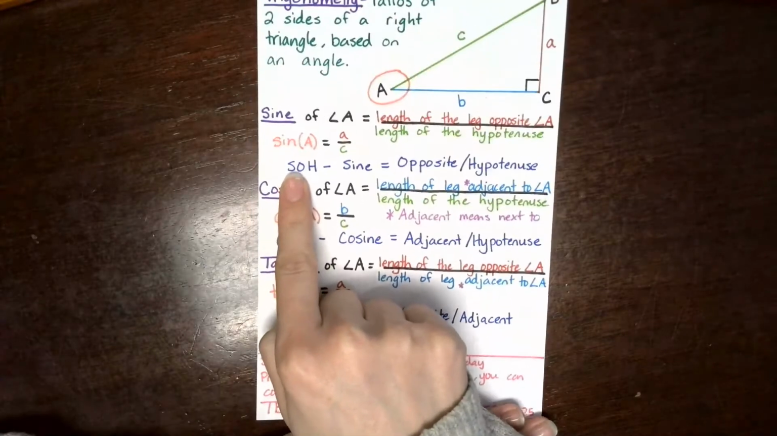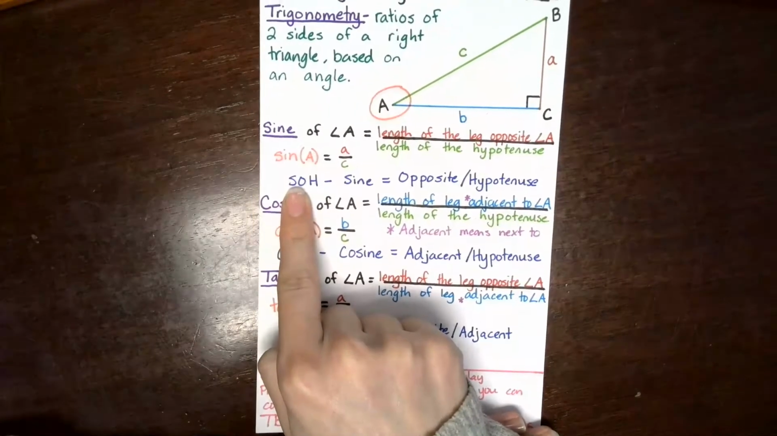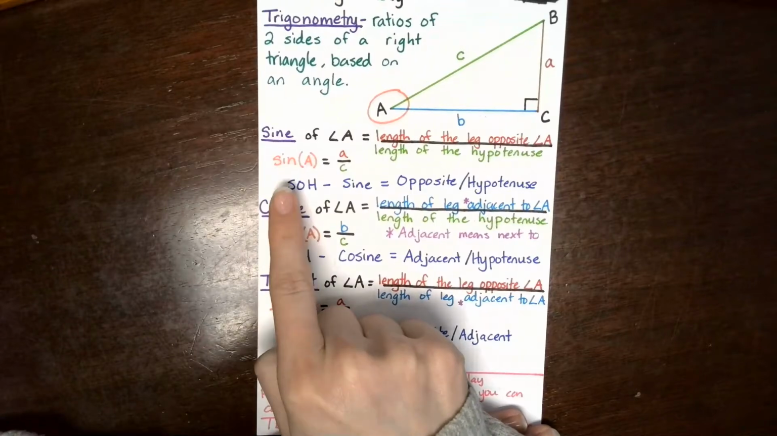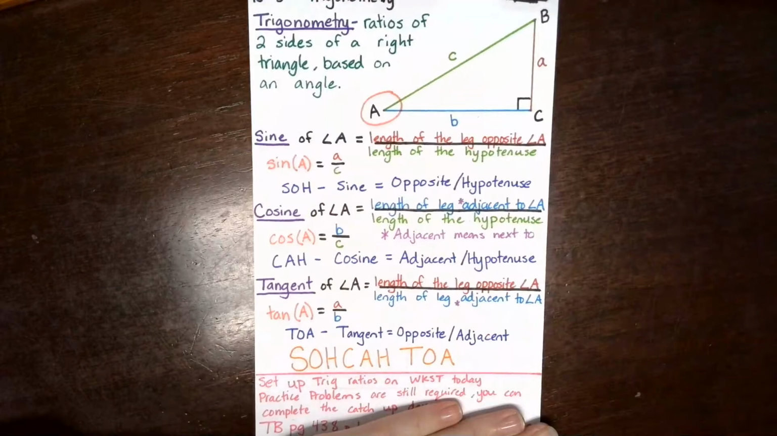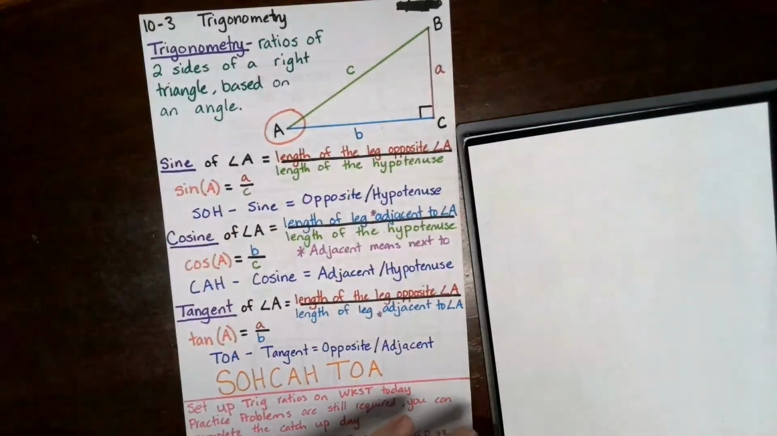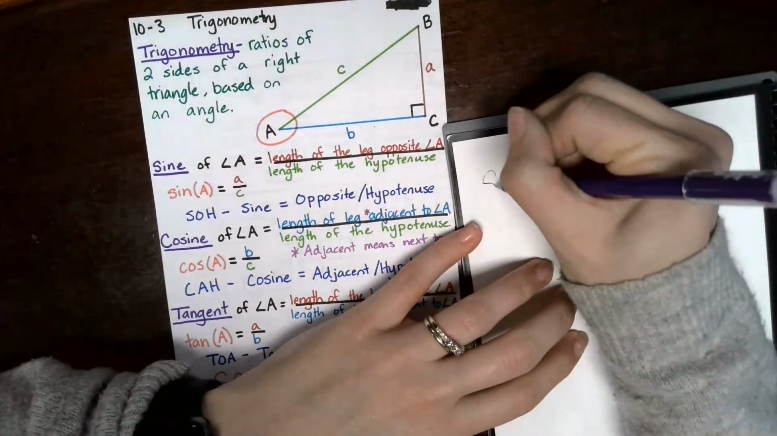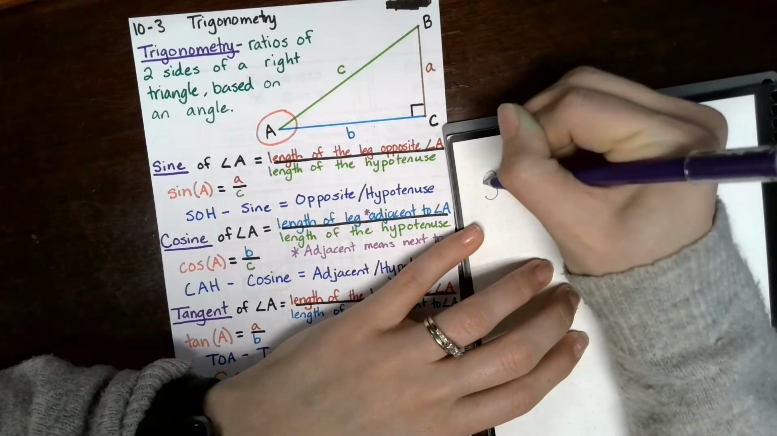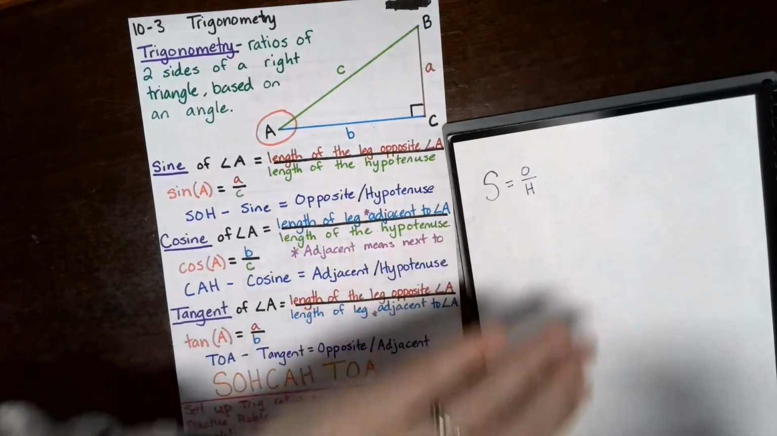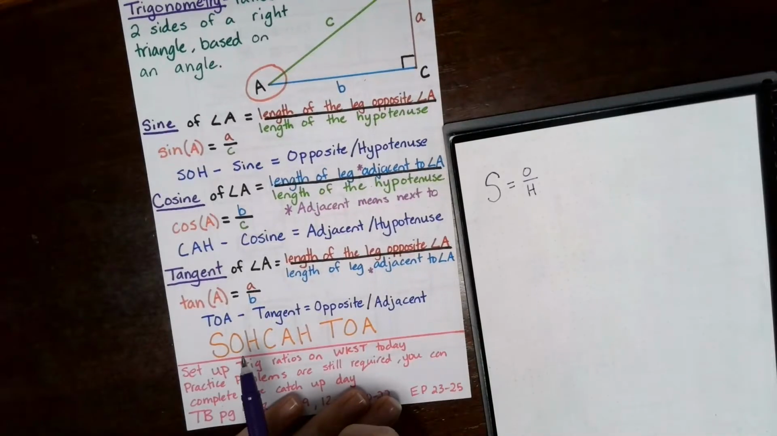This is to help you memorize the setup of trigonometric ratios. So SOH stands for sine equals opposite over hypotenuse. And sometimes I like to write it like so. Sine equals opposite over hypotenuse. So that's the SOH part of SOHCAHTOA.